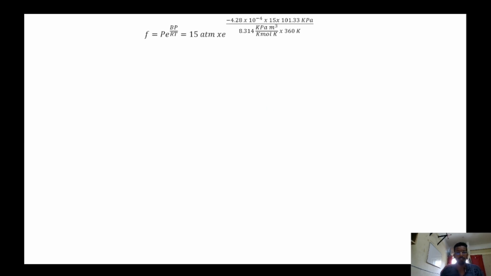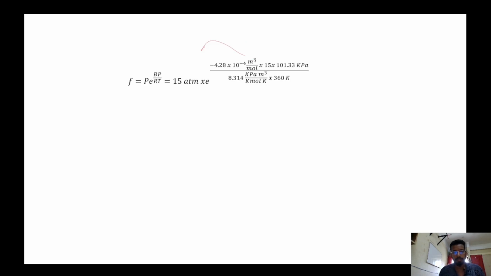Now putting all the values. Meter cube and meter cube will cancel out, kilopascal and kilopascal cancel out, Kelvin will cancel out, mole and mole will cancel out, this K remains. So this is 1000, so I will multiply by 1000 here. After calculating you will get f is equal to 14.99 atm. So this is also easy if you know the concept and the basics, you can find it out.